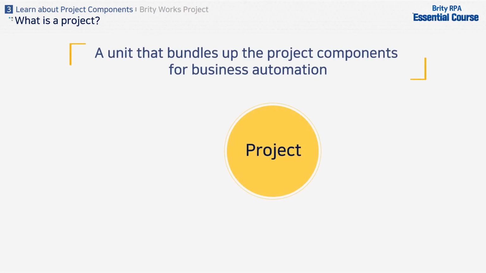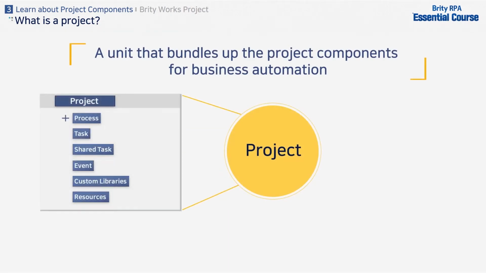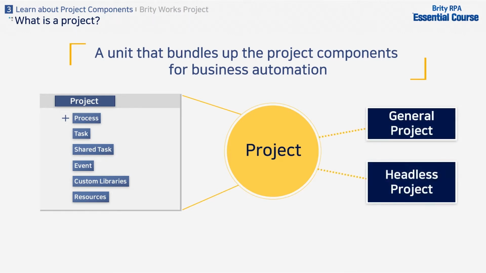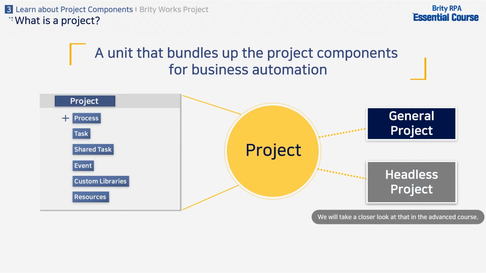Let's take a look at the project in the screen composition of Designer. When you create a project, 6 project components are automatically created under the project. A project is a unit that combines 6 components: process, task, shared task, event, custom library, and resources. Depending on the performance type, it can be divided into a general project and a headless project. In this course, we will only cover general projects.